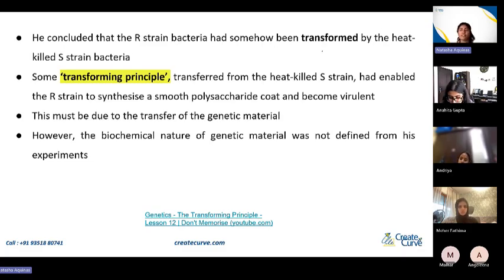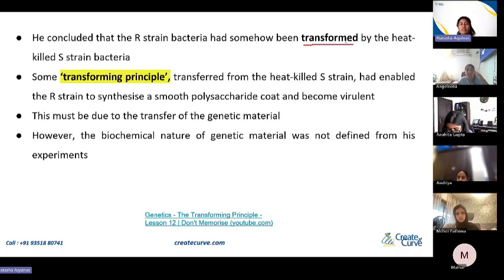He concluded that the R strain bacteria had somehow been transformed by the heat-killed S strain bacteria. That's why it's called the transforming principle, because some transforming principle transferred from the heat-killed strain. He did not know what is getting transformed or what is getting transferred. He just called it some transforming principle.